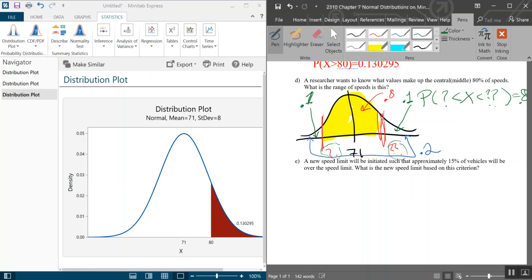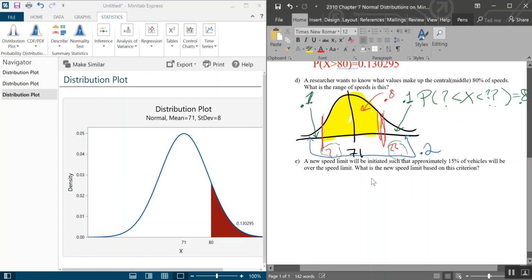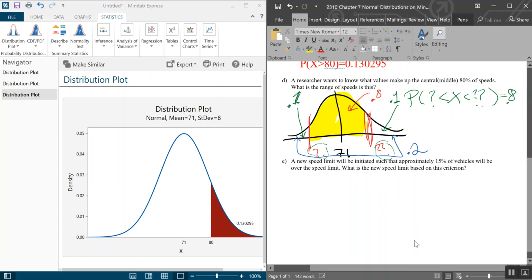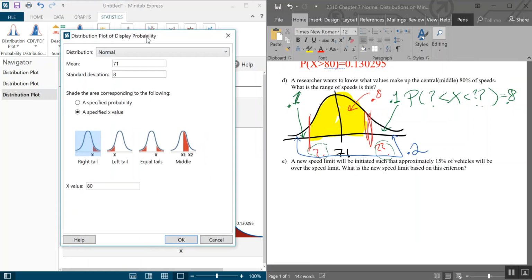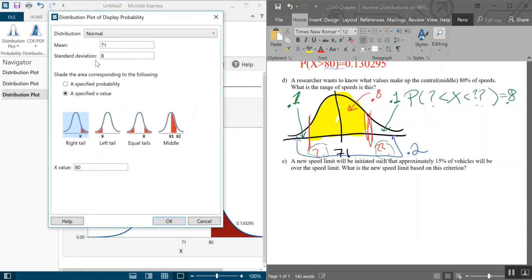So this is backwards from all the other problems that we've done. So let me show you how to do that. If the picture makes sense, this should be pretty understandable. So I'm going to hit the Make Similar button. The only reason I'm using Make Similar this time is because it keeps my mean and standard deviation, 71 and 8, so I'm on the right distribution. And notice what I'm communicating is the opposite of what I've done before. I've always started with an x value and found a probability. Here I know a probability, I have to find an x value.